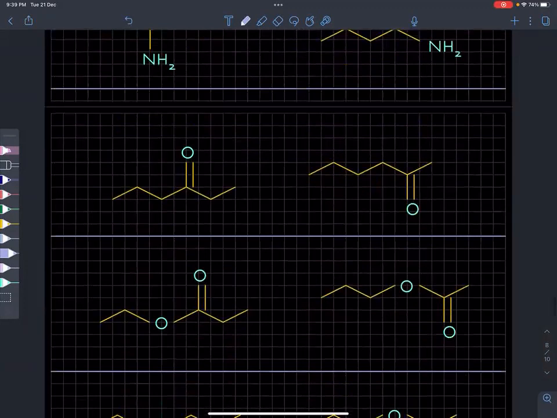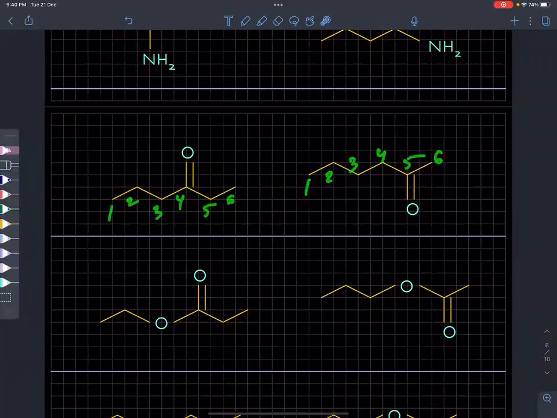What about these two? Positional isomers? No, sir, the parent chain is different. Just count the number of carbons: 1, 2, 3, 4, 5, 6. So the parent chain is this because these are ketones. Not positional, not functional isomers. These are metamers.